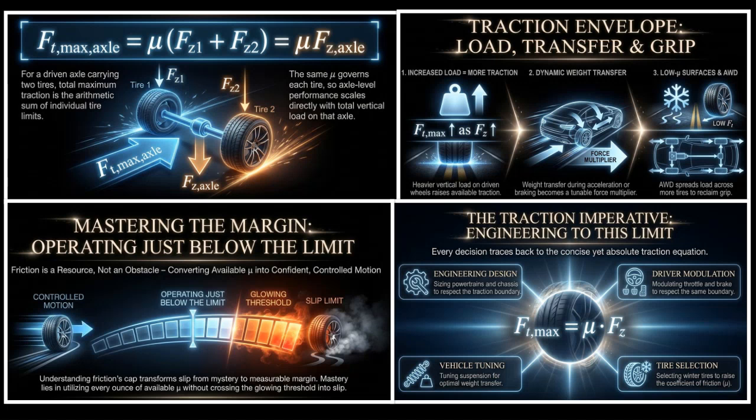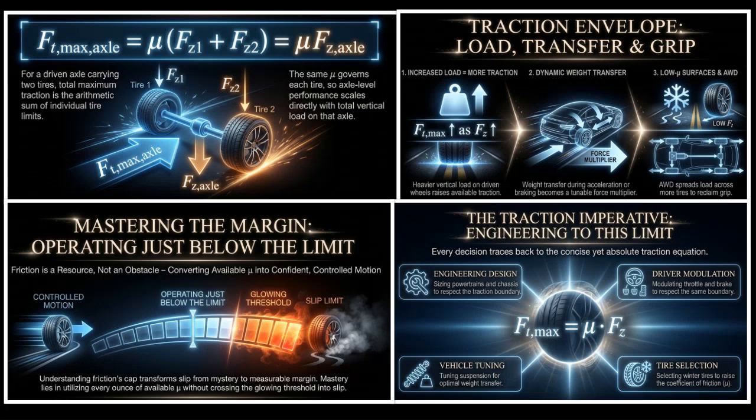The maximum traction of an axle comes from the combined grip of its tires. For a driven axle with two tires, the total available traction is the sum of their limits, Ft max axle equals mu Fz1 plus Fz2, equal to mu Fz axle. Because the friction coefficient mu is the same for both tires, axle traction depends directly on the total vertical load carried by that axle. Increasing vertical load on the driven wheels increases available traction. This is why weight transfer during acceleration or braking strongly affects performance.